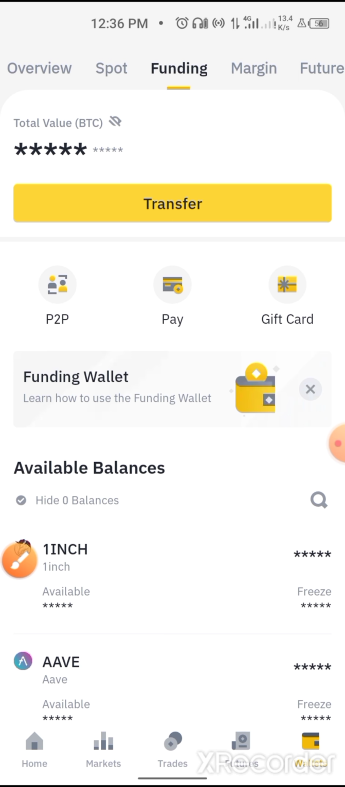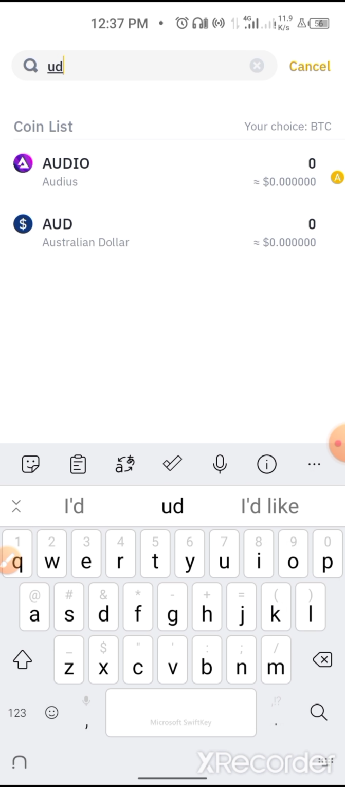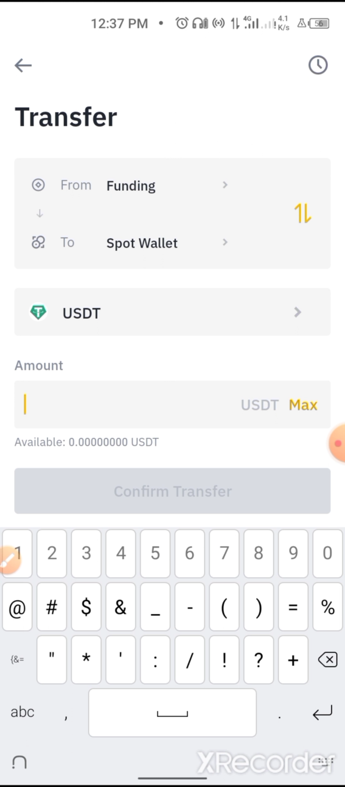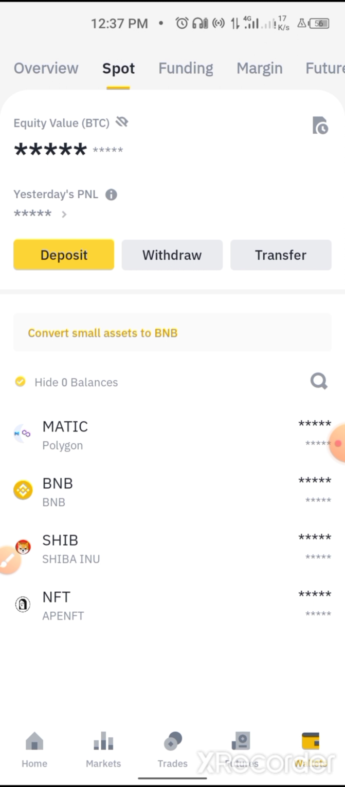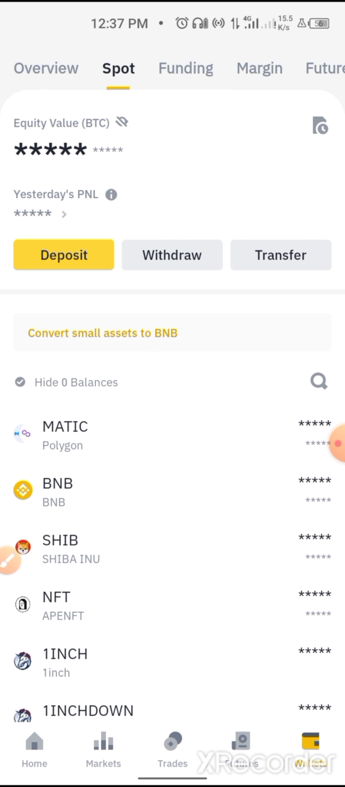Once you click on transfer, you select the coin you want to transfer, let's say USDT. Select the coin you want to transfer, indicate the amount you want to transfer, and you confirm the transfer. Now, once you're done with that, the tokens are going to appear on your spot wallet. Once it has appeared on your spot wallet, you are good to go. Now I'm going to teach us how to buy and sell on spot, basically for spot trading.